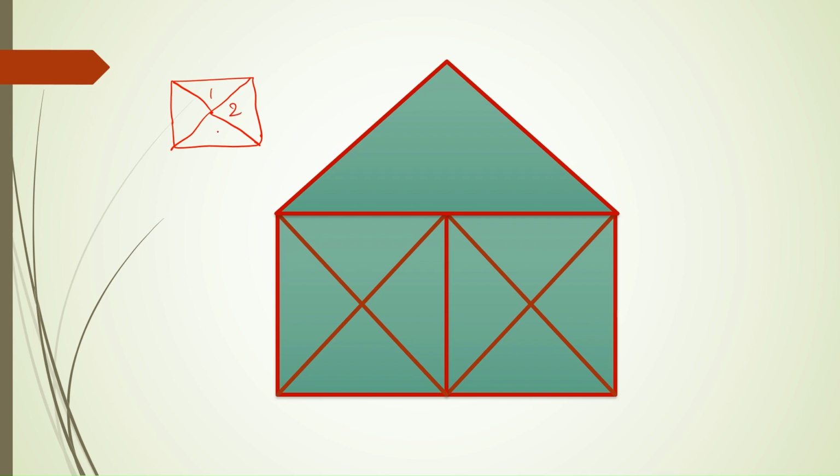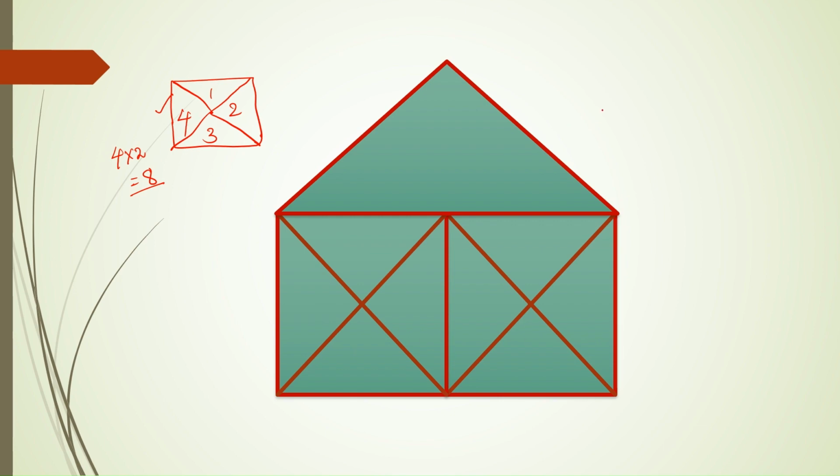Now in this case we have to see the small triangles in the figure. Here we have 1, 2, 3, 4 triangles. 4 into 2, that is 8. So in this particular figure we'll have 8 triangles. This pattern will be used throughout this video.